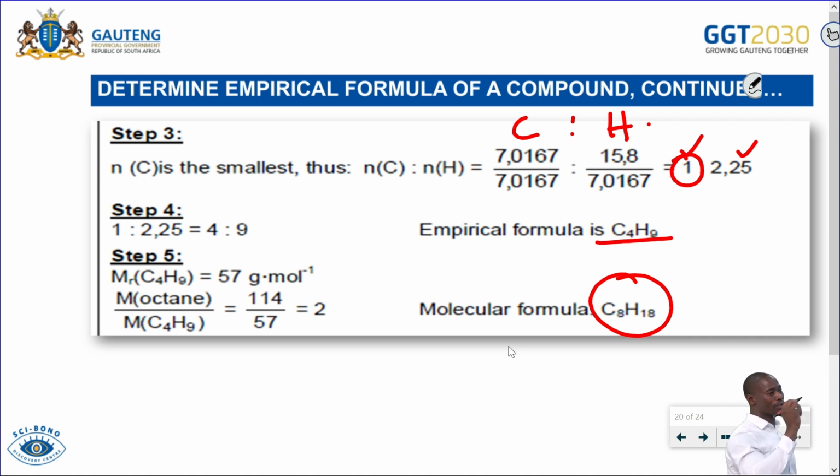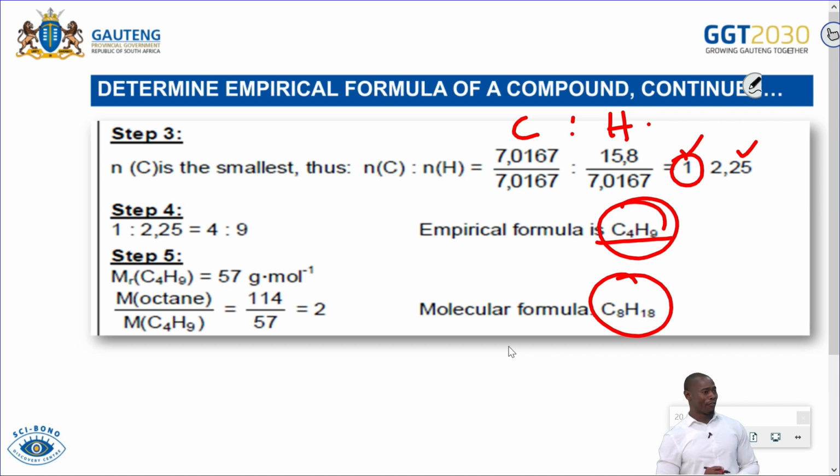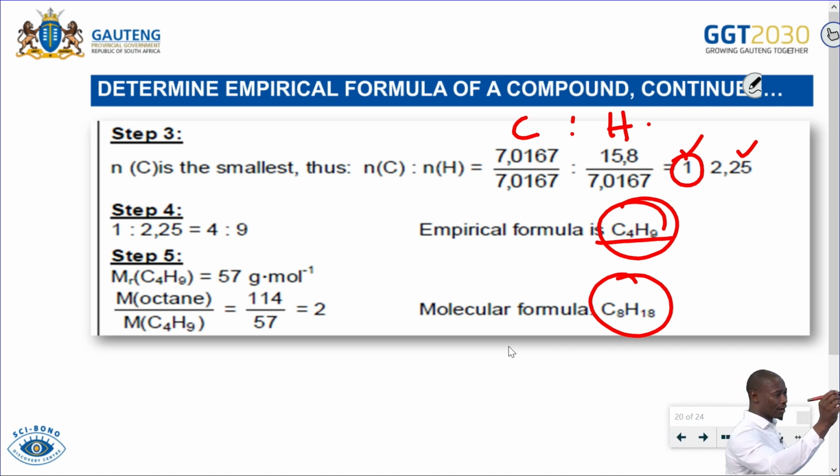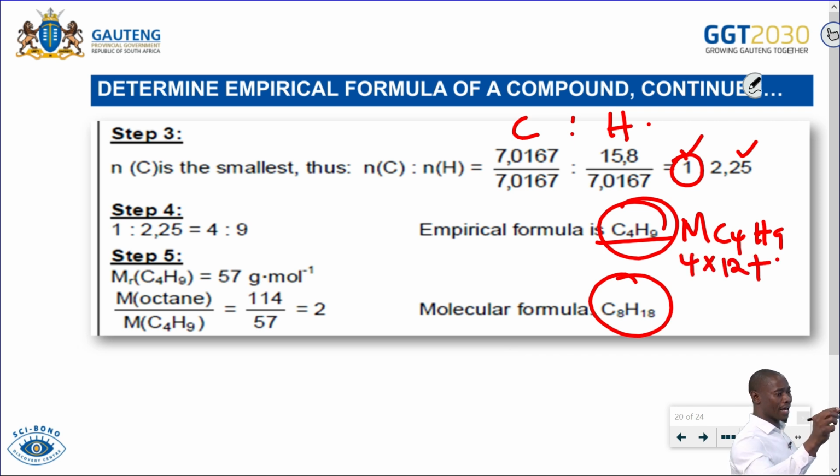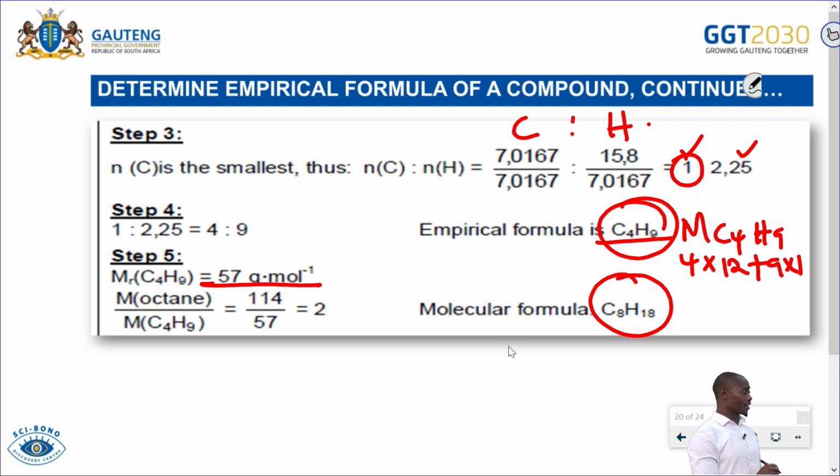The first thing that we need to do here is to calculate the molar mass of the empirical formula. The number of carbon atoms there is 4. So the molar mass of C4H9 is 4 times 12 plus 9 times 1. So 4 times 12 plus 9 times 1, what we are having there is 57 grams per mole.